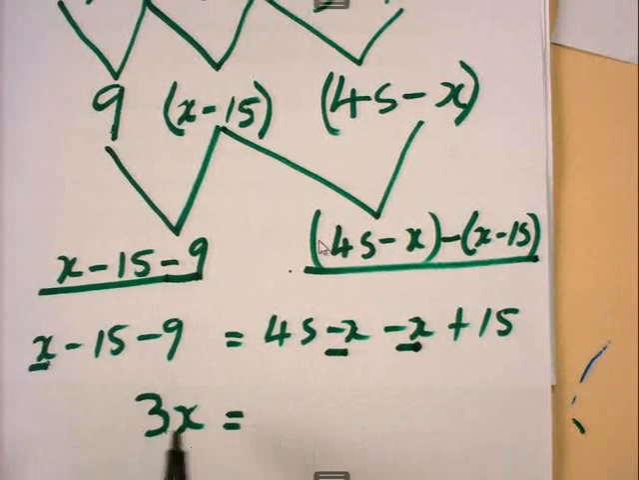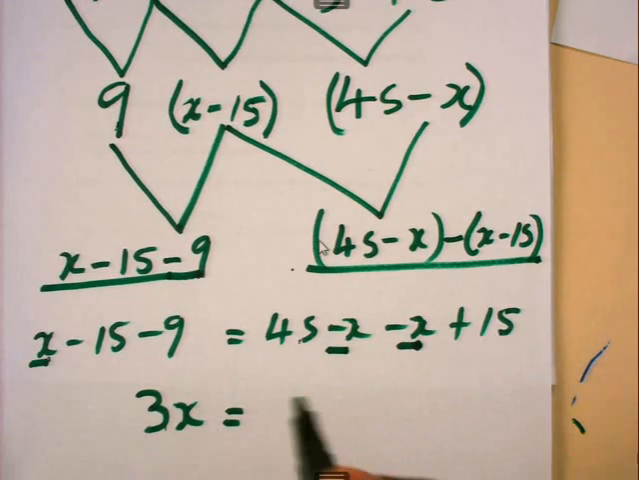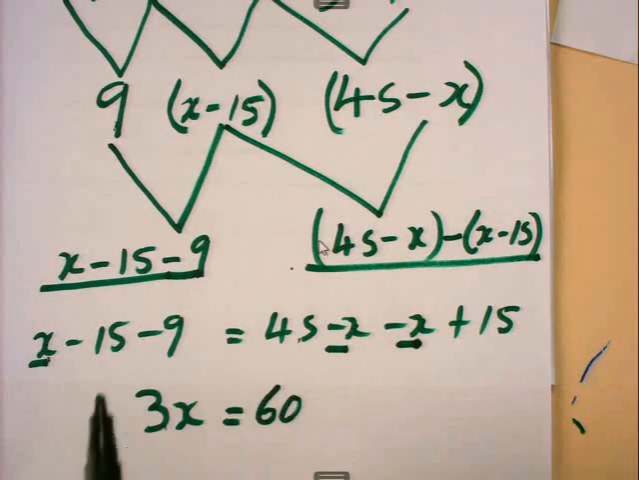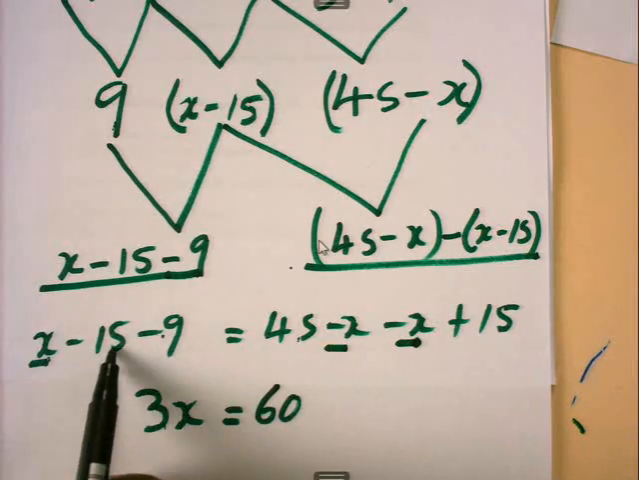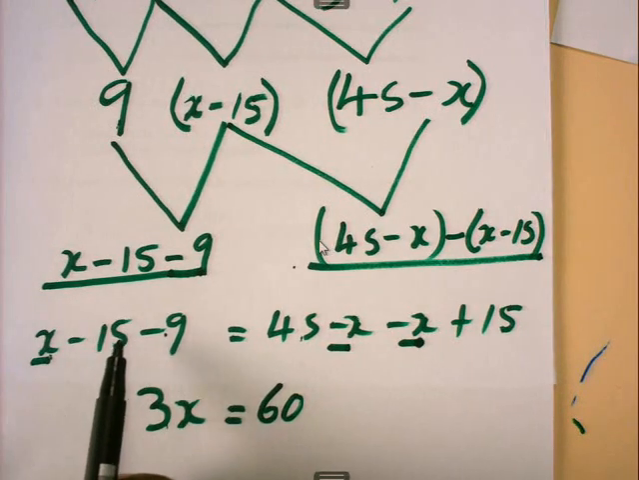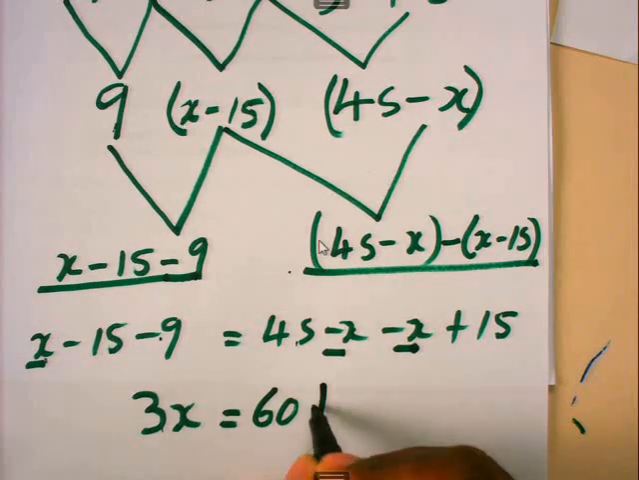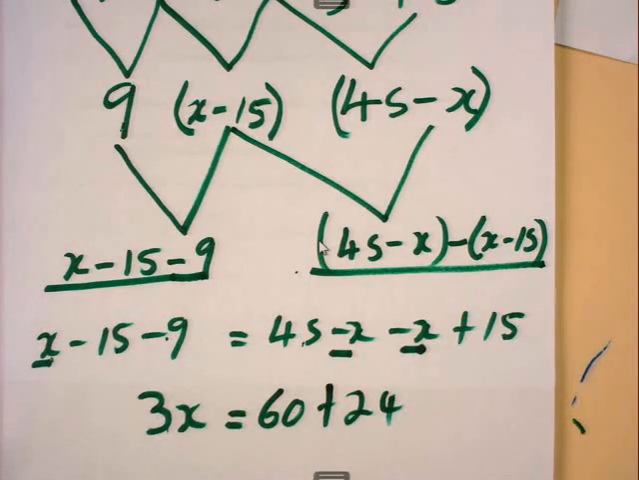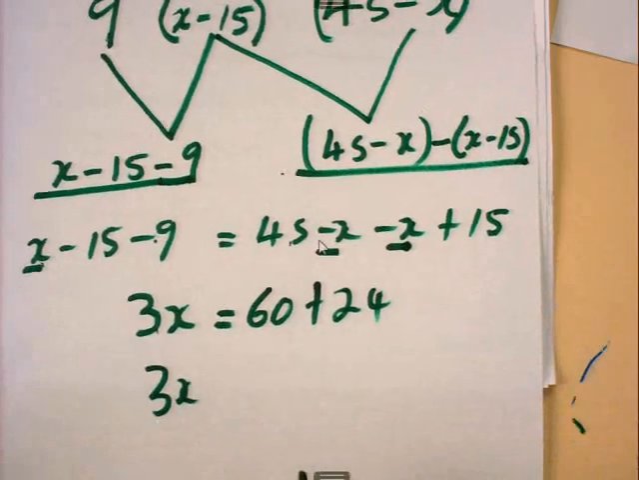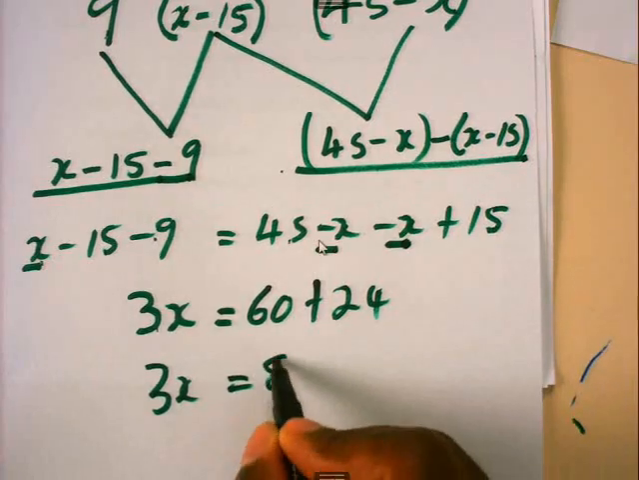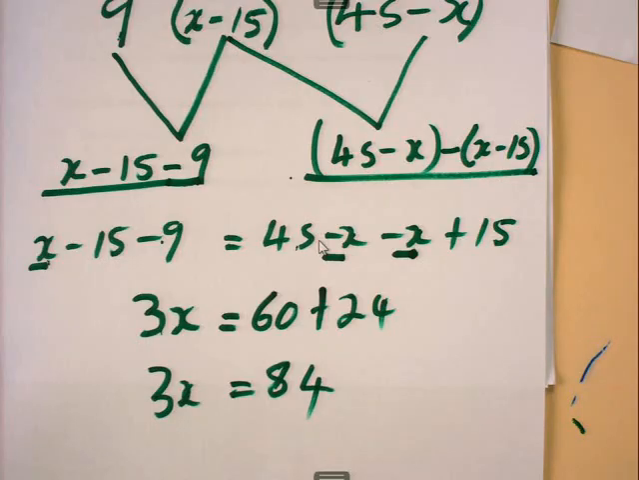Now what are we left with? We are left with 45 plus 15, and 45 plus 15 gives us 60. Then minus 15 minus 9 gives us minus 24. You need to transpose that minus 24 to the right, then it becomes plus 24. Let's add the like terms: 3x equals 84.